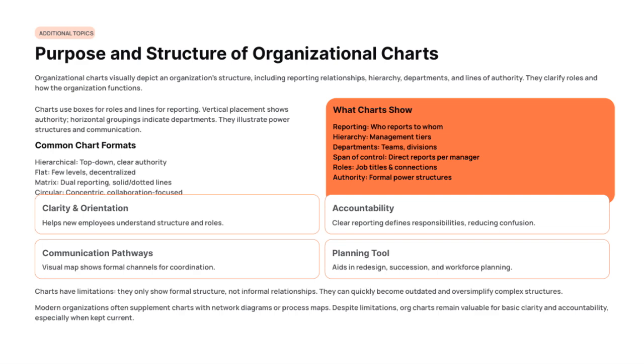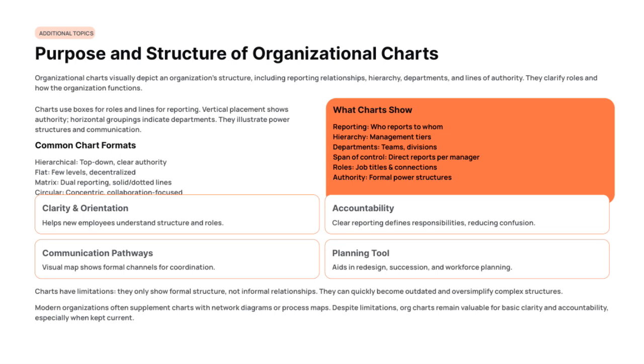Circular charts focus on collaboration, arranged in concentric circles. Most charts use boxes to represent roles, with lines indicating reporting relationships. Vertical placement usually shows authority levels, while horizontal groupings indicate departments. These visual cues help us understand power structures and communication flows within the organization.